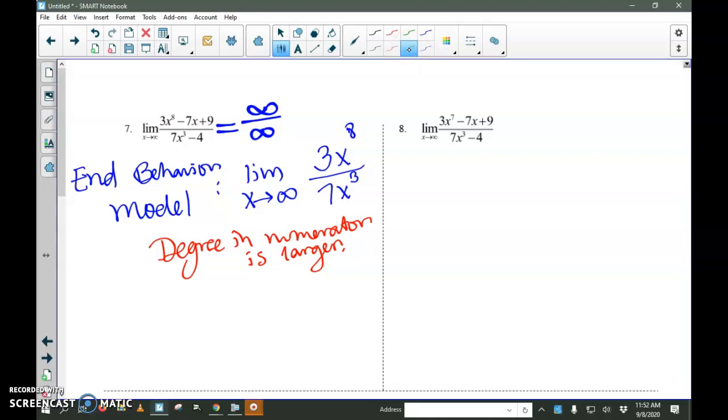X to the 8th divided by x cubed, okay, is going to mean that I have the limit as x approaches infinity of 3x to the 5th over 7. And now this is really the same as saying 3/7 x to the 5th, right? I have my variable left in the numerator. Again, I can't substitute infinity in for x.